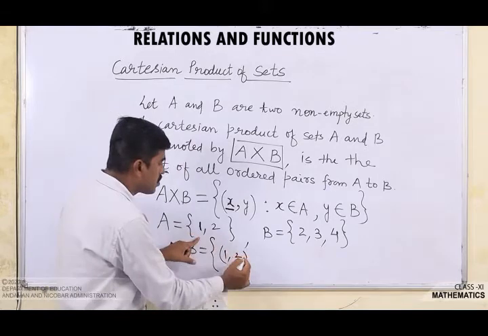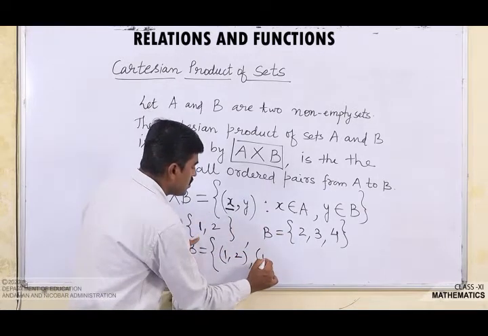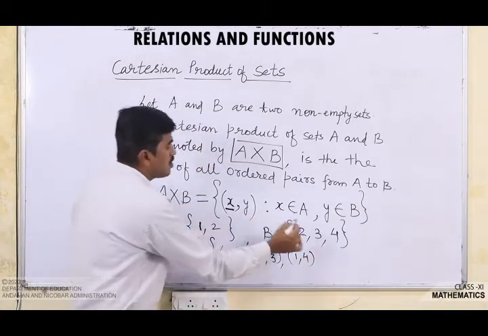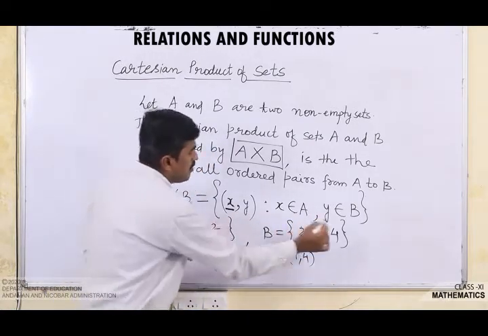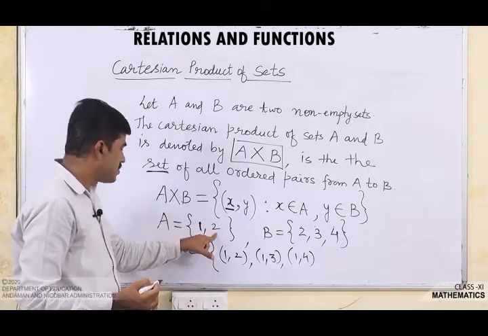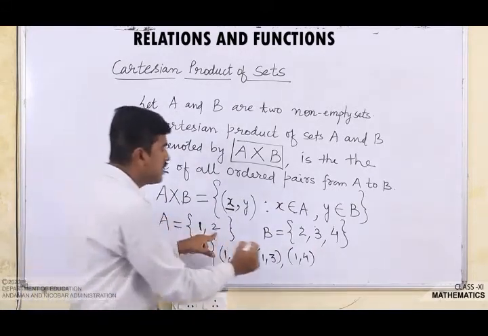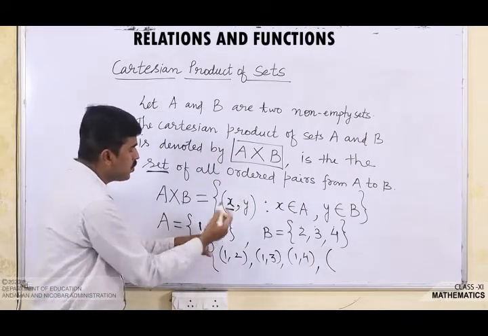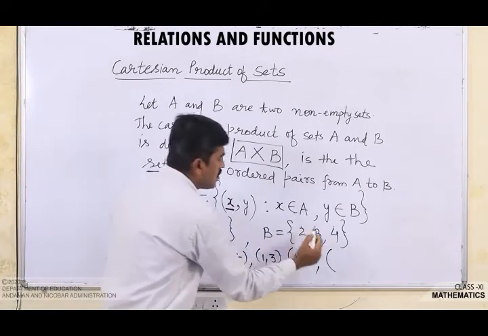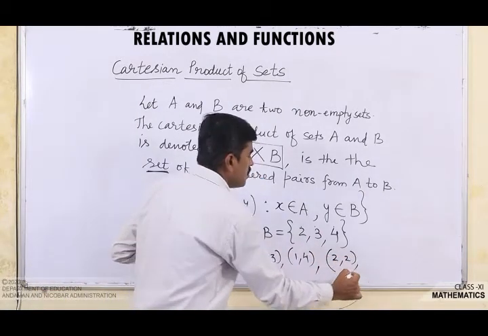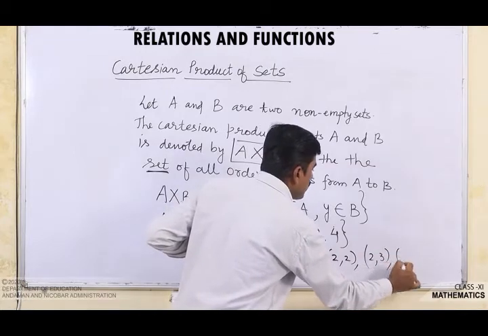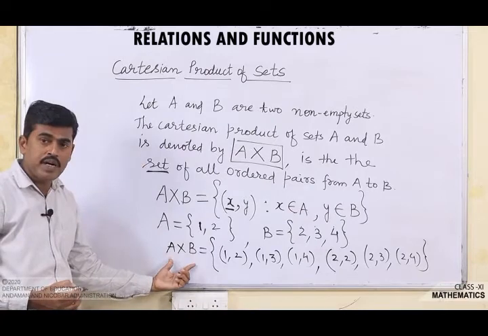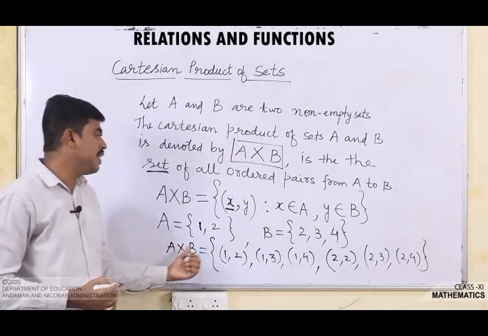Okay. So 1 comma 2, then 1 comma 3, then 1 comma 4. Now take the second element of the first set, that is 2. So now make ordered pairs from A to B using this element 2. So 2 comma 2, 2 comma 3, 2 comma 4. So this is what is called the Cartesian product of the sets A and B.